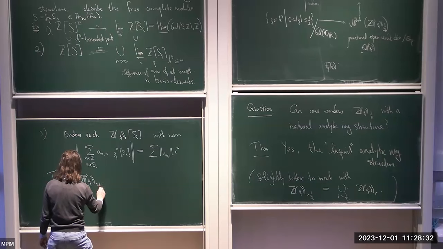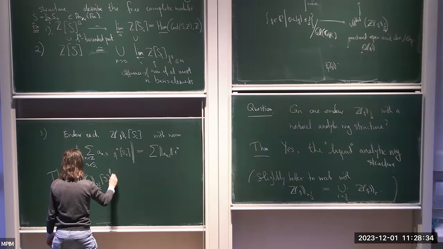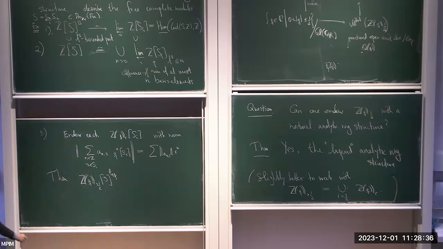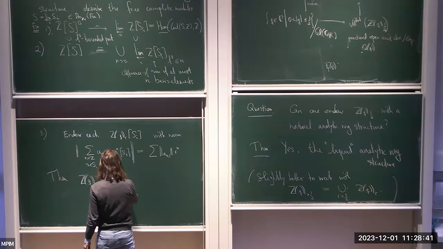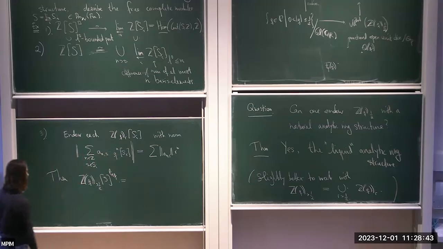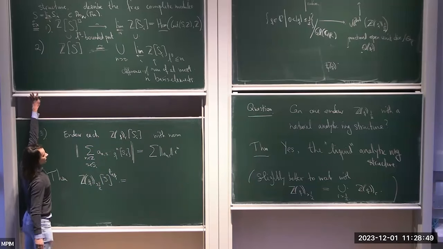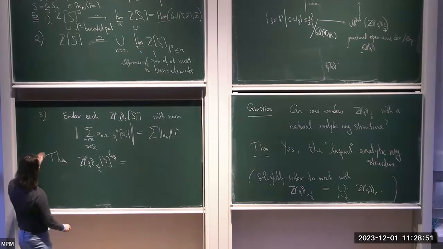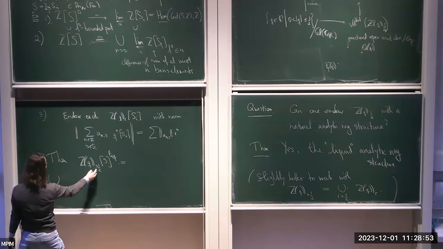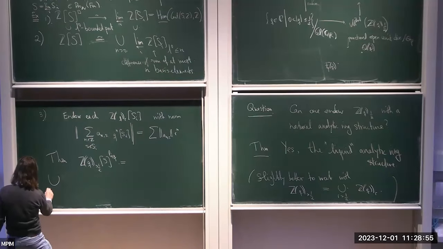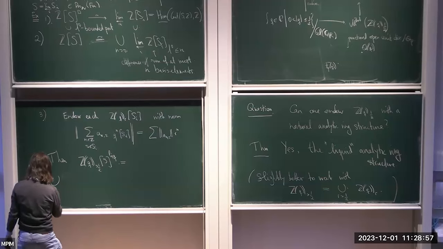Then the free liquid modules on S over this ring were defined to be, and then the theorem is to prove that this is actually an analytic ring, comes from an analytic ring structure, defined to be the following thing. Let me use a bit of space here. So just like the ring is this union of all radii bigger than a half, also the free modules are this union of all radii bigger than a half.